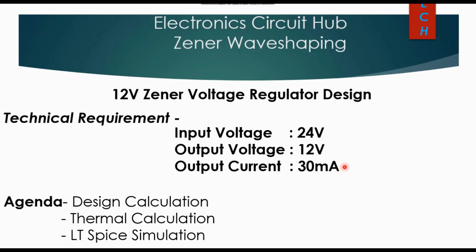There is no line regulation and there is no load regulation now. We assume that we have a fixed input power supply, okay, and we have a fixed load. So basically this small circuit, a 30 milliampere Zener voltage regulator, is mainly used in the industry to drive a small relay, okay, 12 volt latching relay.